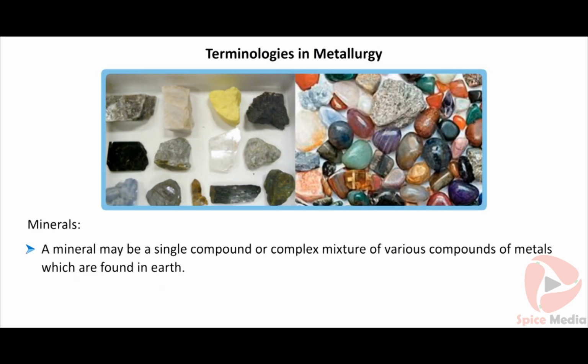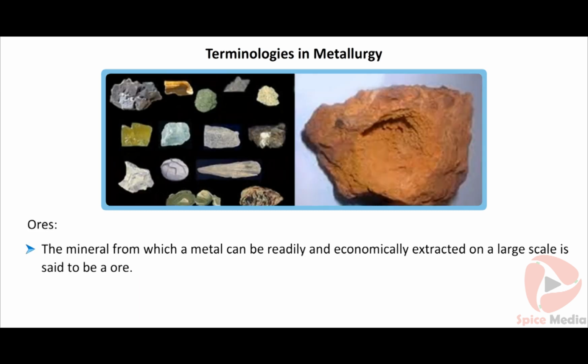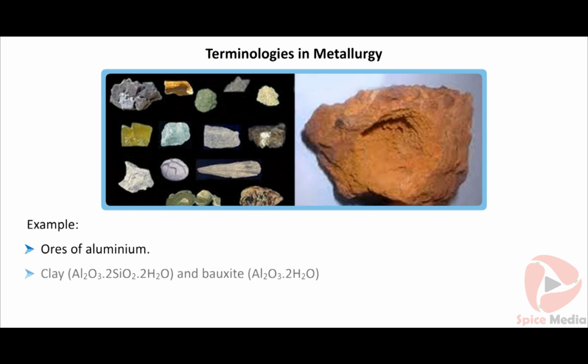Minerals. A mineral may be a single compound or complex mixture of various components of metals which are found in the earth. Ores. The minerals from which a metal can be readily and economically extracted on a large scale is said to be an ore. For example, clay, Al2O3.2SiO2.2H2O, and bauxite, Al2O3.2H2O, are the two minerals of aluminium. But aluminium can be profitably extracted only from bauxite. Hence, bauxite is an ore of aluminium and clay is its mineral.